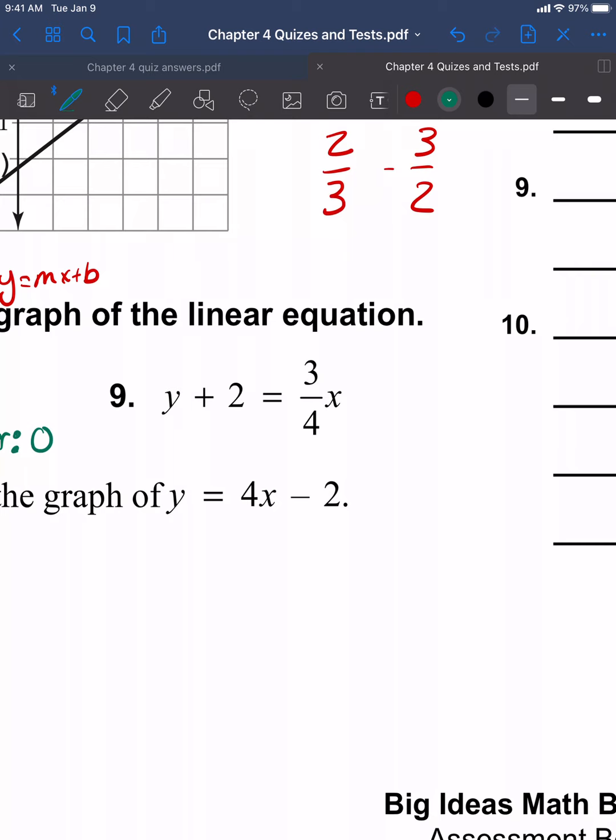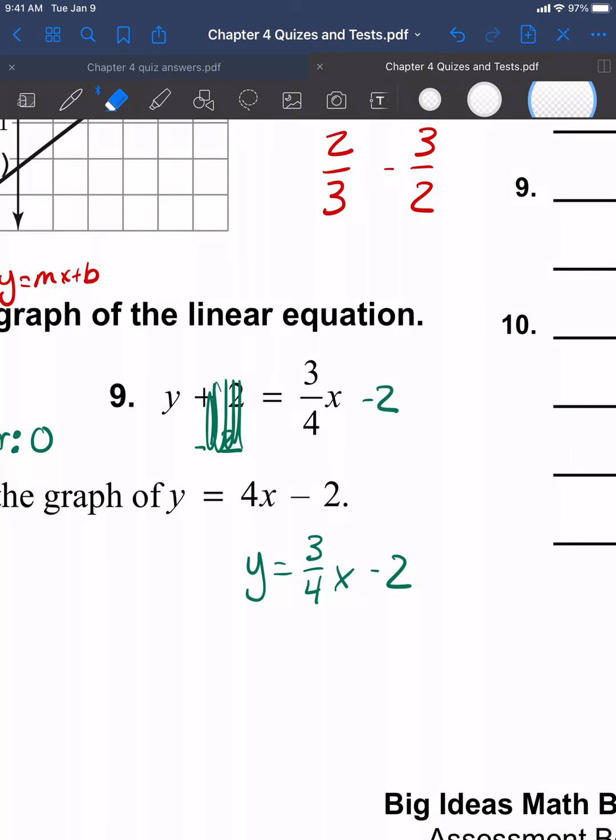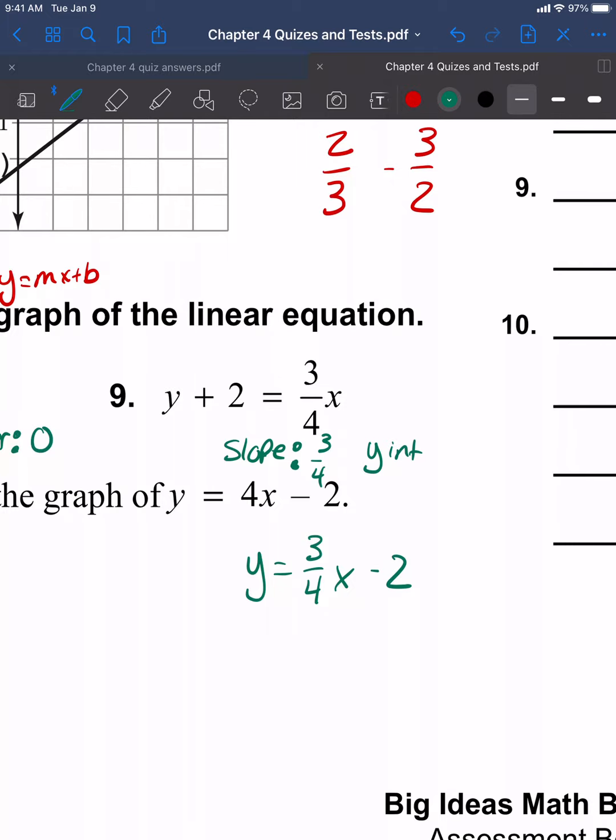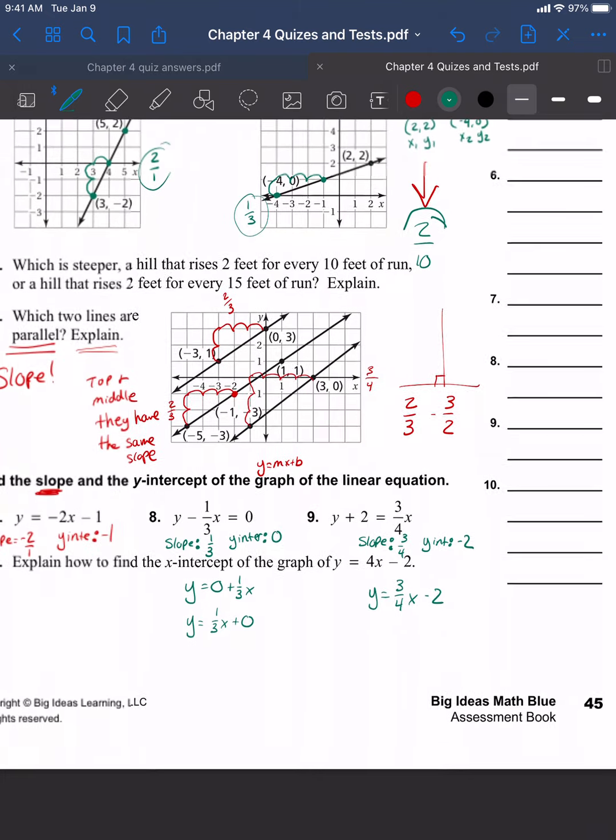All right, number 9. What do you guys notice about 9 again? It's not in the right format. It needs to be y equals mx plus b, right? How can I make it y equals mx plus b? Yeah, get that 2 out of there. So now y is by itself. Now it's y equals 3/4 x minus 2. Perfect. That's already in mx plus b formation. So let me erase my markings so I have some space to write. Slope is 3/4, wonderful. Y-intercept, -2. Very good. Are there any questions on 7 through 9?